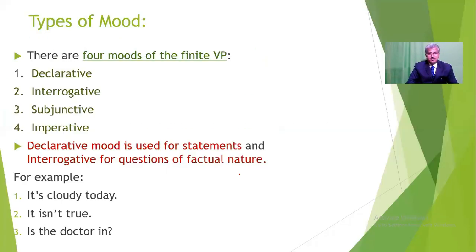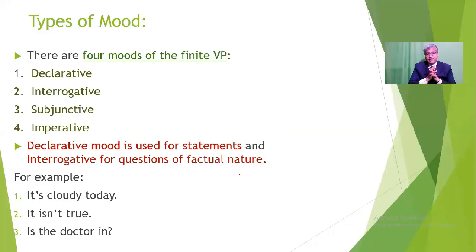Here, in this slide, we are going to study types of mood. Dear learners, there are four types of moods of the finite verb phrase. Number one, declarative mood. Number two, interrogative mood. Number three, subjunctive mood. Number four, imperative mood. Declarative mood is used for statements, as the term declarative sentence itself suggests, and interrogative for questions of factual nature. Interrogative means questions.